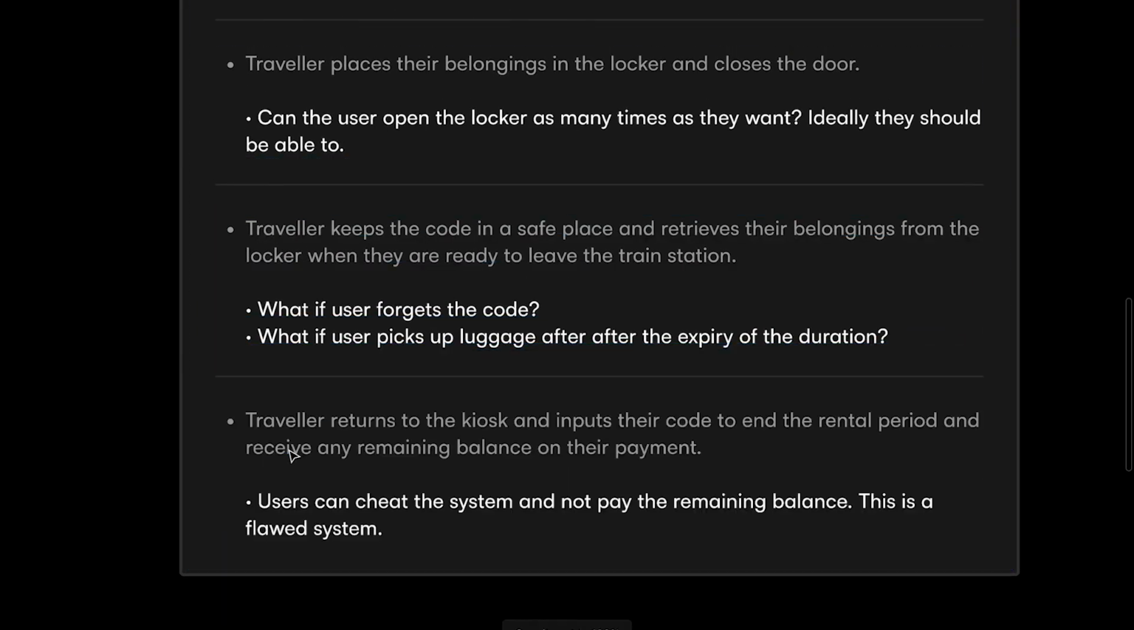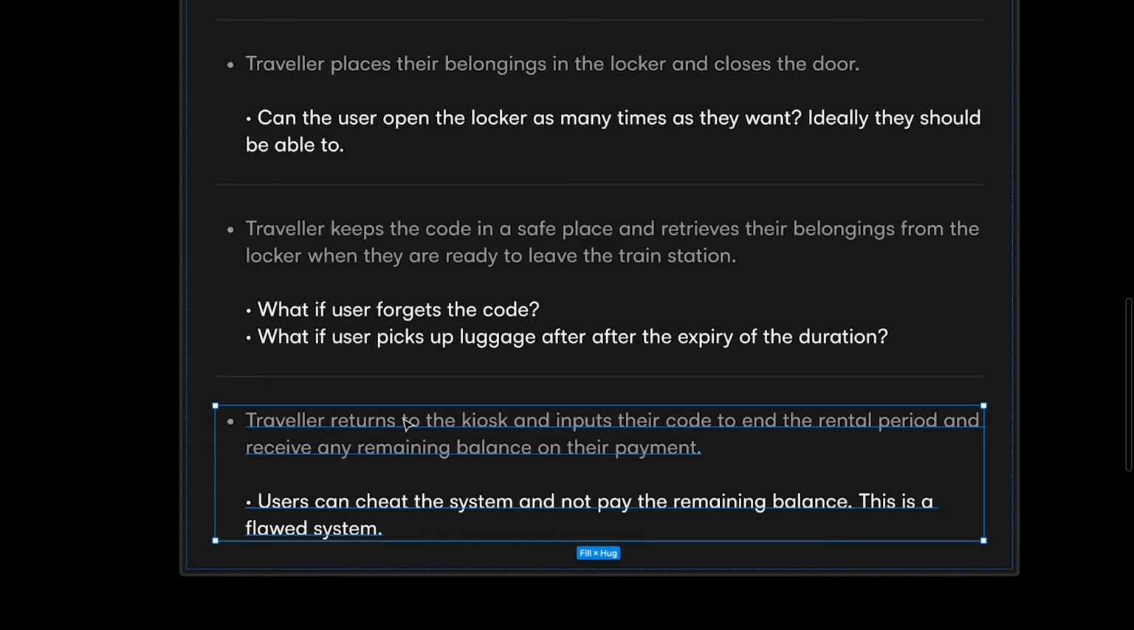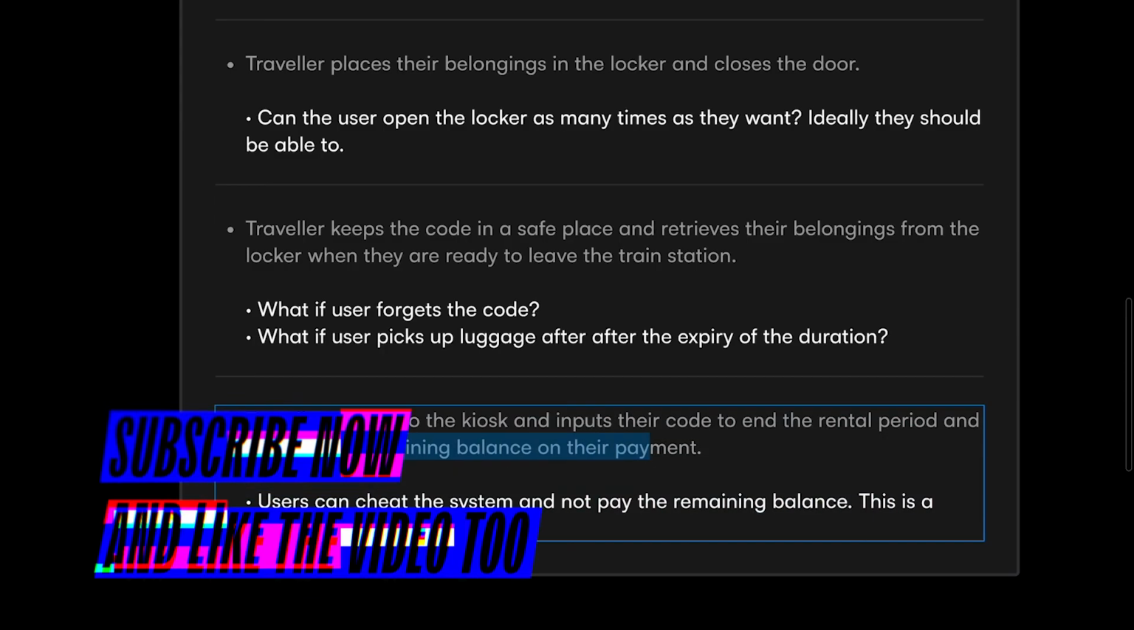All right. And then finally, it says the traveler returns to the kiosk, which is quite weird, inputs their code to end the rental period and receive any remaining balance on their payment. So what's basically happening over here is that it's telling the user that they have to come and they'll get refunded for the remaining balance payment.